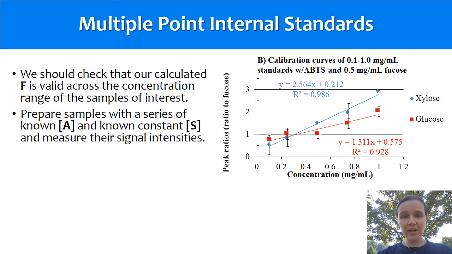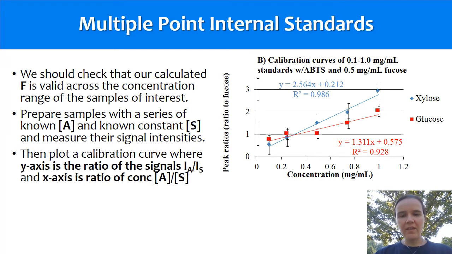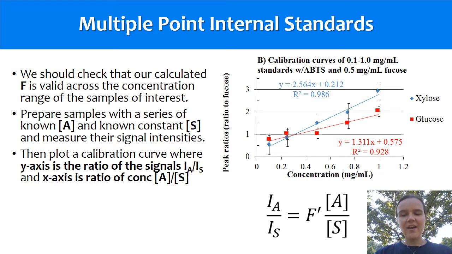Here's an example of 2 calibration curves, where xylose and glucose sugars were measured in reference to a fucose internal standard. And that fucose internal standard was present at the same concentration in all of them. To make that plot, your y-axis is a ratio between the two signals, so intensity of analyte over intensity of internal standard. Here, the blue curve was intensity of a xylose peak over intensity of that internal standard fucose peak. Your x-axis is your concentration ratio, concentration of analyte over concentration of standard.